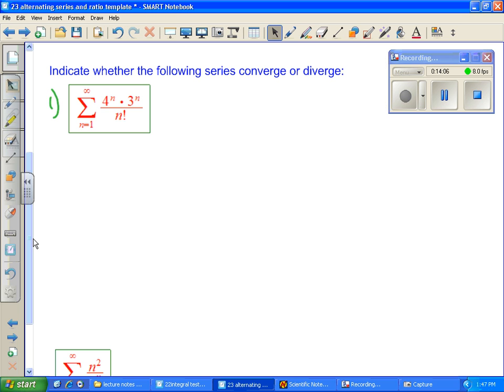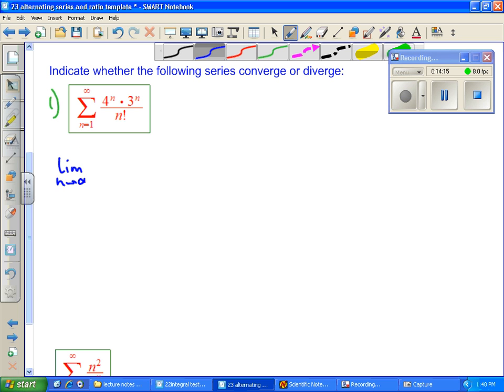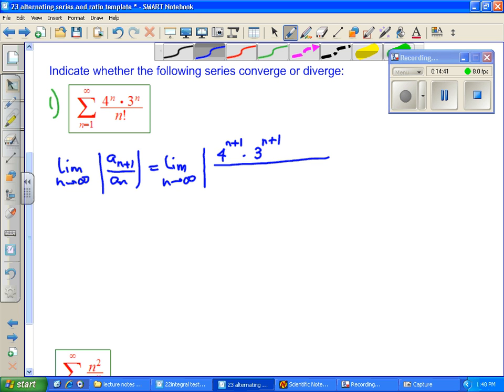So let's apply it. It goes like this. You need to take the limit as n goes to infinity of a sub n plus 1 over a sub n. So assume the given series is your a sub n. So what would be our a sub n plus 1 here? We're going to replace every n with n plus 1. That's our a sub n plus 1. So you're going to have 4 to the n plus 1 times 3 to the n plus 1 divided by n plus 1 factorial. So far I have the a sub n plus 1 portion.